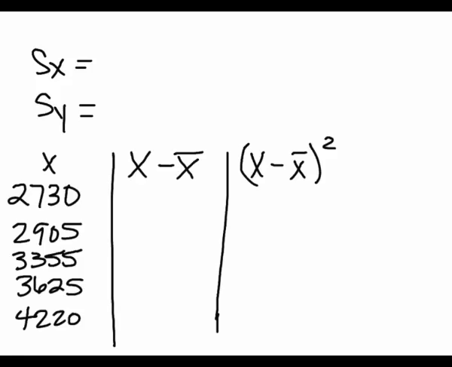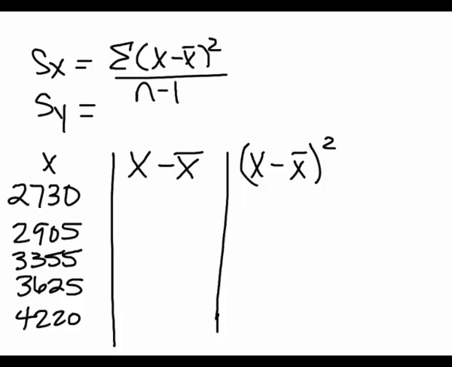Okay, so what I'm doing now is setting up for my standard deviation just for my x values. So I wrote down my x values. You need two columns: x minus x bar, and x minus x bar squared, because if you remember, for sample standard deviation, you take the sum of your x minus x bar squared column and divide it by n minus 1 to get the variance, and then you square root it to get your standard deviation.